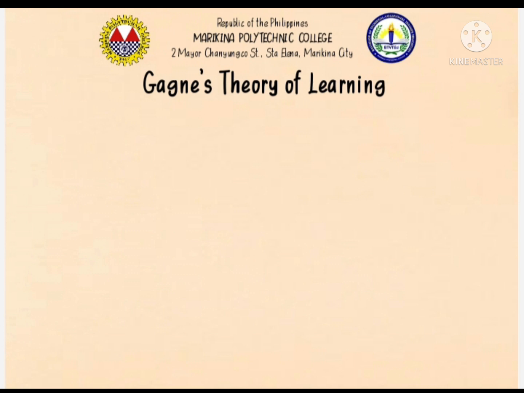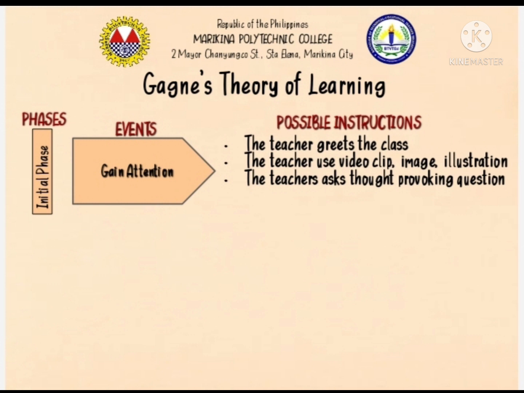So the first phase that we will tackle is the initial phase. The event in this phase is to gain attention. If someone wants to teach, this is the first thing he or she needs to do. You need to greet your class first, and when you discuss, you can use video clips, images, and illustrations so that they will understand the discussion. After that, you can also ask them questions to check if they're really listening and understand the lesson.